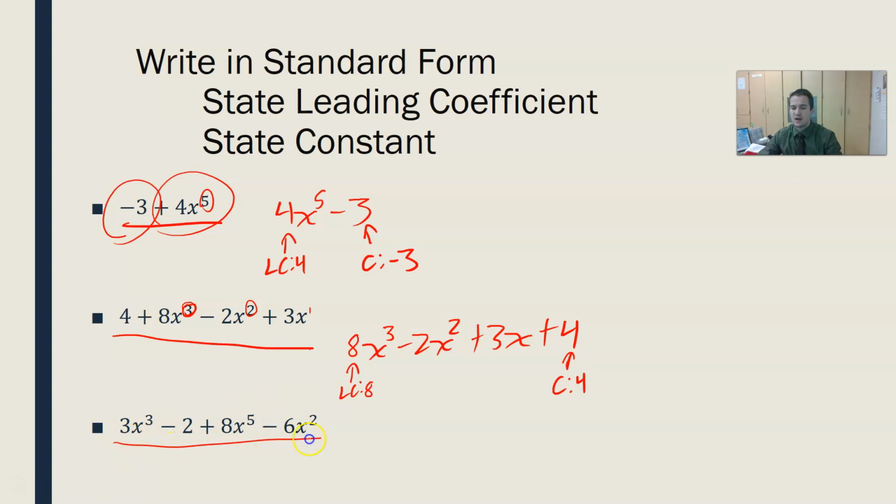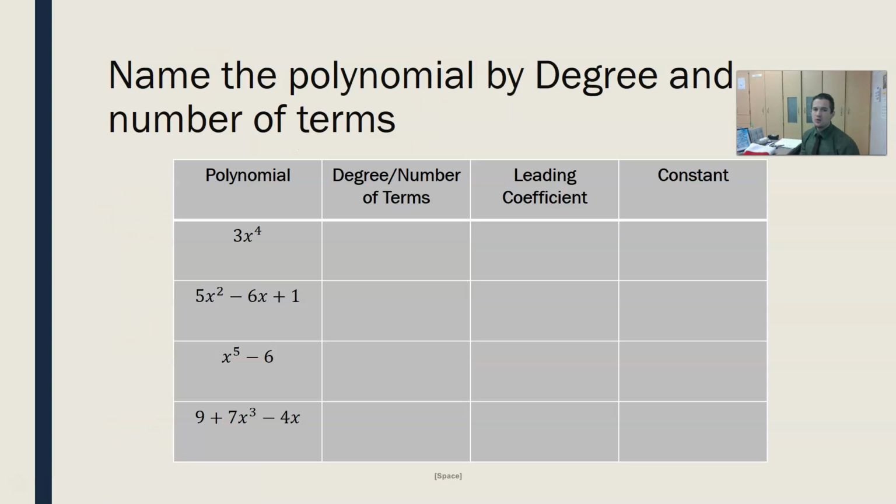I would do this same kind of thing here. Just riddle me this for a second. What if I just had the polynomial 8x cubed minus 2x squared plus 3x? What would the constant be in that case? Well, if there's no constant, the constant would just be 0. Okay? All right.